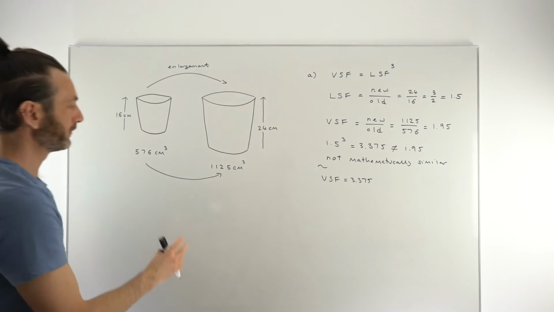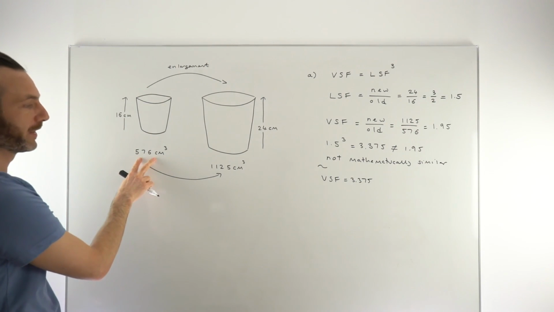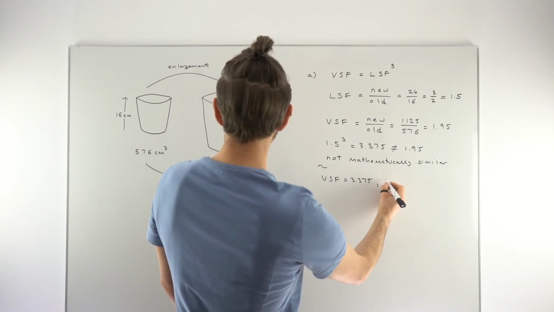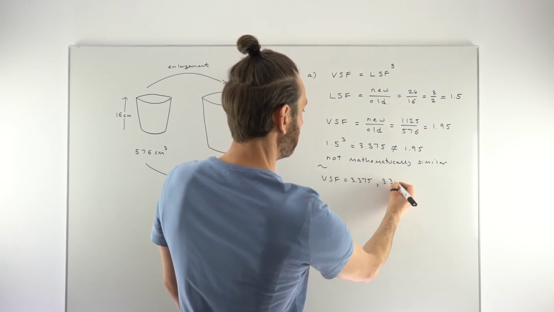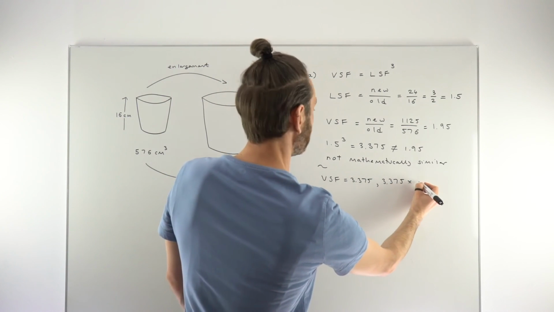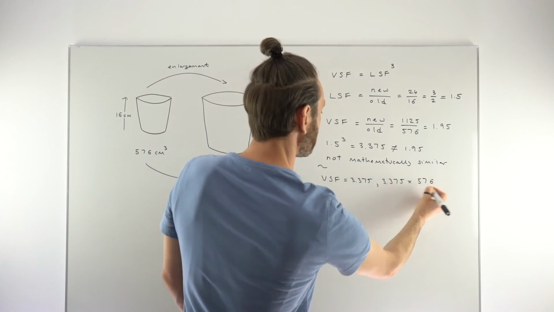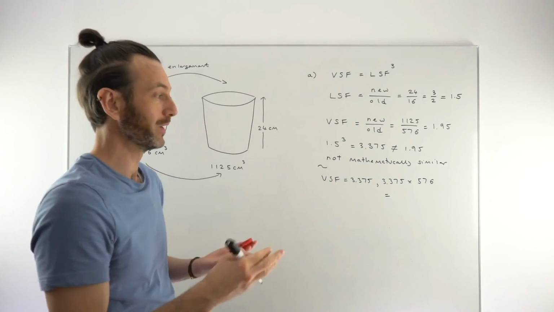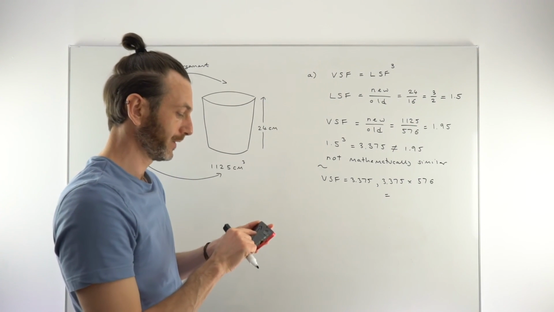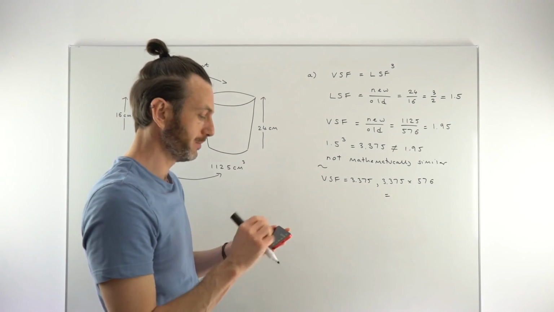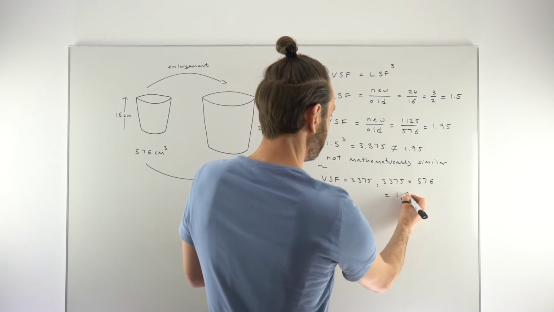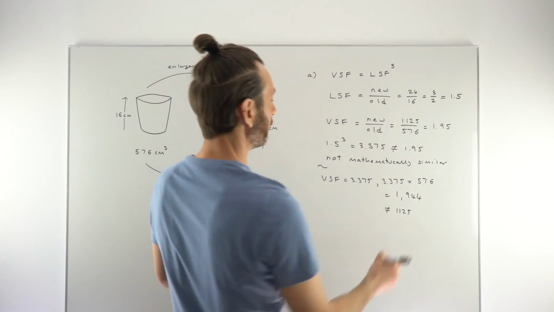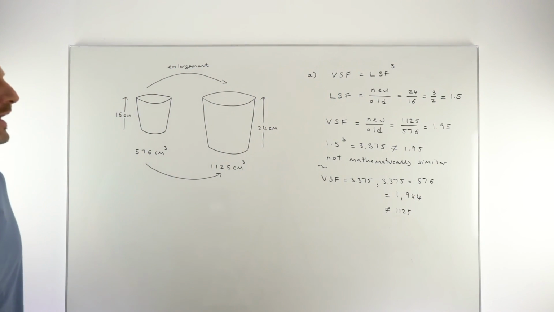So the volume scale factor would be 3.375. And that means that if they are mathematically similar, if you multiply that number by 3.375, you should get that number. So this would imply that 3.375 multiplied by 576 should equal that number there. But because we know they're not mathematically similar, we expect it not to equal that number there. So this would be a second approach to this problem. That comes out to be 1944, which is not equal to 1125. So two different ways there to show that they're not mathematically similar.